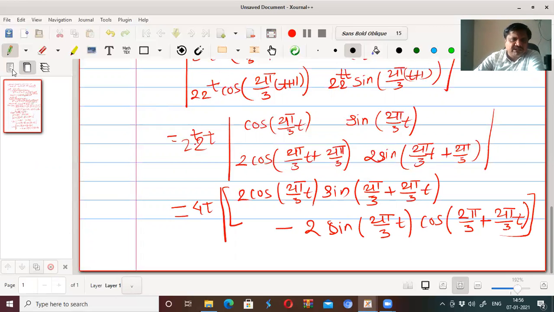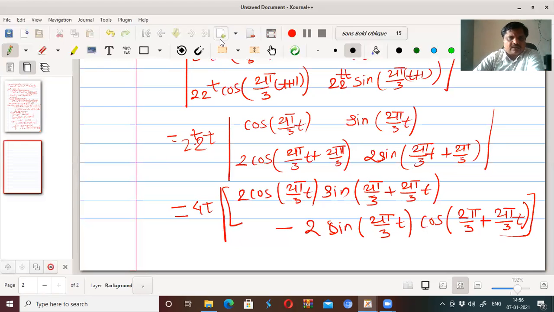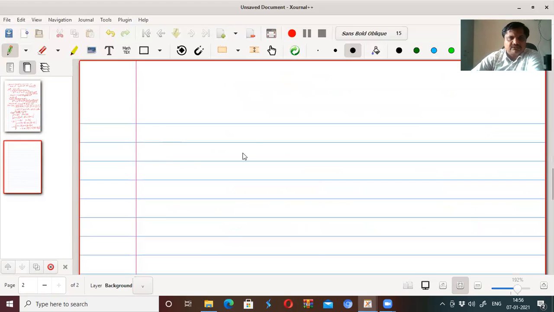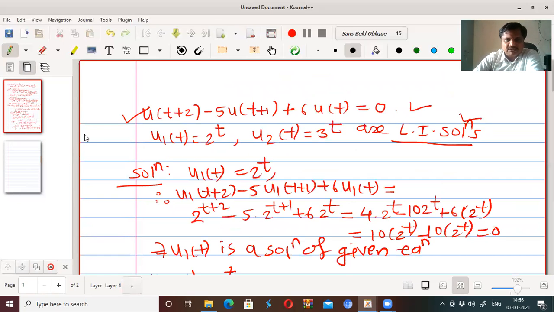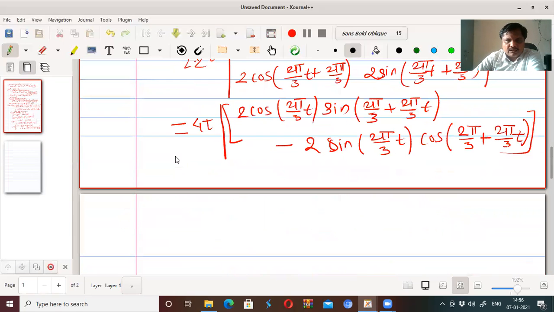I will insert one page there. Okay. Yes. Add the page. This is our second page. Okay. What about first page? This is the first page. Here. So what will be the next page?